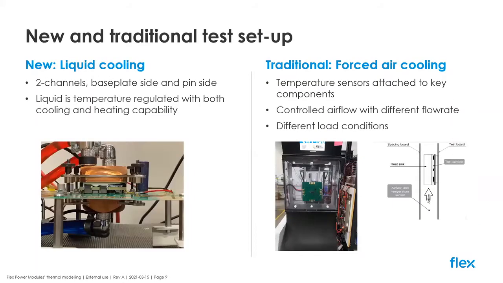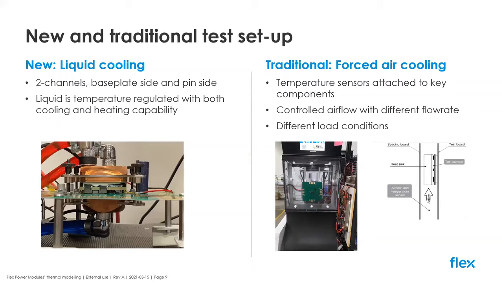In both examples we see here, the test object is prepared with a number of thermal sensors attached to key components. Of course, the hotspot is chosen, but also important reference points for thermal modeling. The test system attached to this measures temperatures, efficiency, voltages, etc. When everything is steady state, the data is recorded, and then the test continues to the next test point.